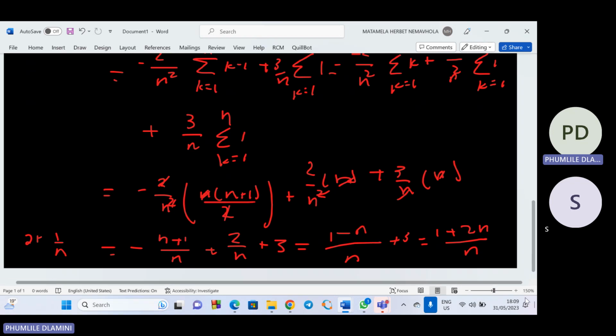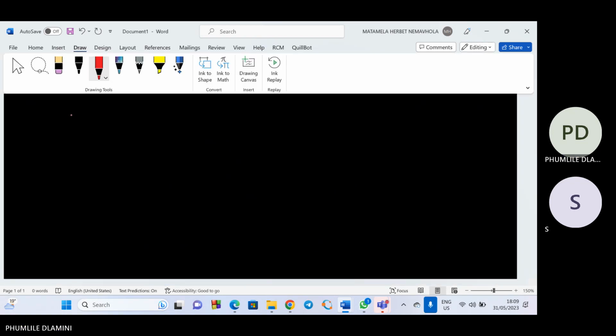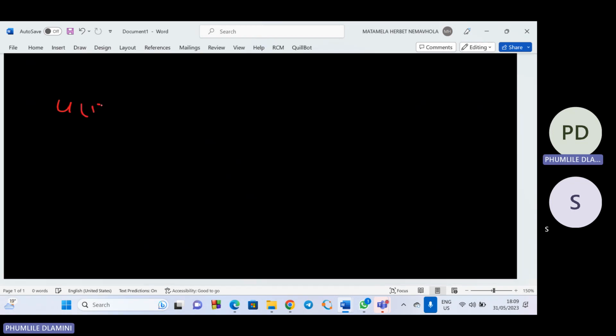So we have proved that our U of Pn equals 2 plus 1 over n. So now we can work out L of Pn. L of Pn, we work it in a similar fashion.